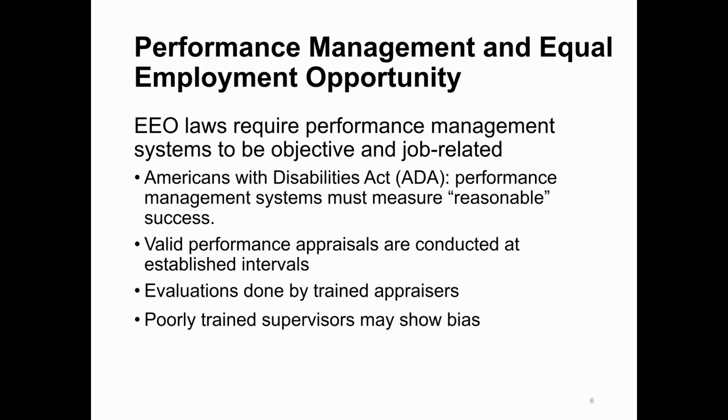Equal employment opportunity requires performance management system to be objective and job related. For example, the ADA Act says that performance management must measure reasonable success. Reasonable success means that this should be a mark that everyone can get in. There should not be any discrimination in terms of religion or sexual orientation or gender. Number two, valid performance appraisals are conducted at established intervals.